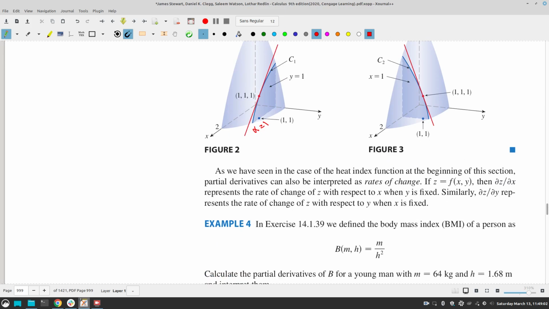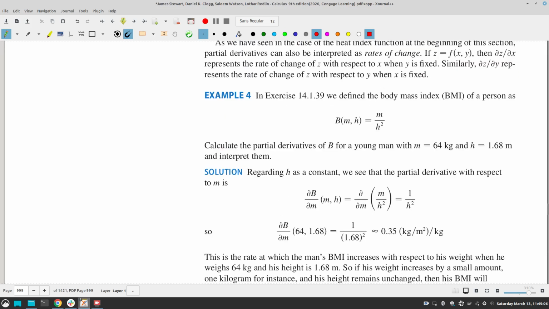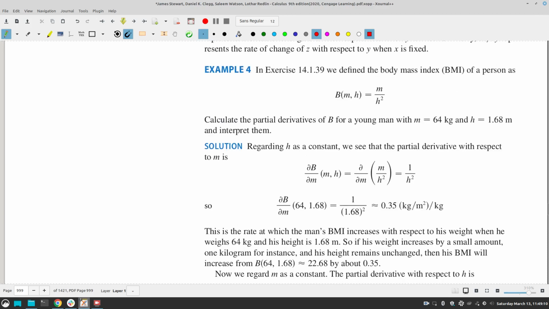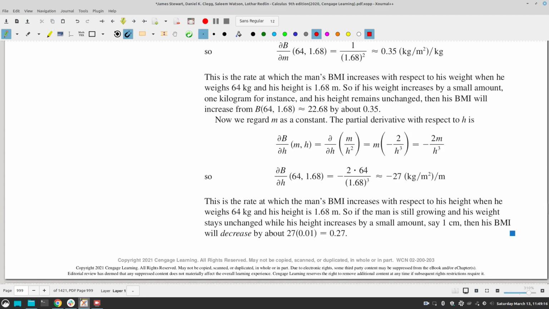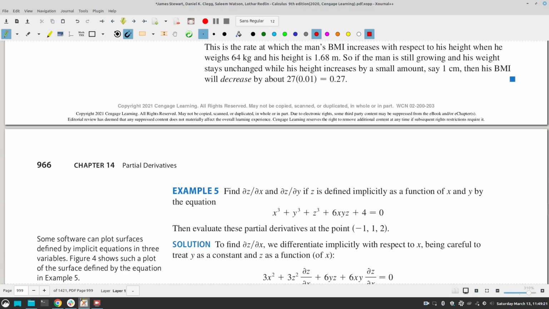Okay, great. So we define the body mass index of a person as... And of course, partial derivatives can be interpreted as rates of change.